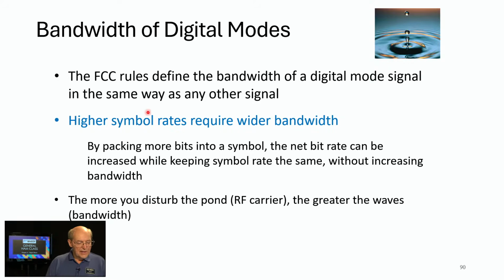It helps me. The FCC rules define the bandwidth of a digital mode signal in the same way as any other signal. Okay, that makes sense. Now, higher symbol rates require wider bandwidth. That's where my analogy helps me. By packing more bits into a symbol, however, the net bit rate can be increased while keeping the symbol rate the same without increasing the bandwidth. A more efficient coding method. The more you disturb the pond, the RF carrier, the greater the waves or the bandwidth. All translating to higher symbol rates require wider bandwidth.